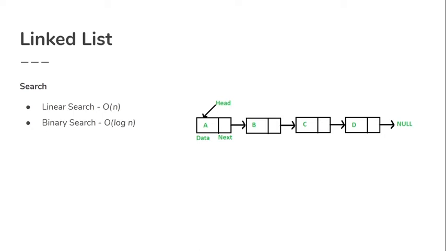If you want to know more about linked lists, please check our data structure introduction video on our YouTube channel. And a linked list has three different types: singly linked list, doubly linked list, and multiple linked list.